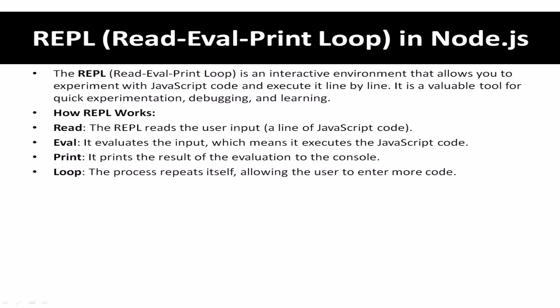How the read-eval-print loop works. First one is read: you can read the input from the user. Then evaluate: you can evaluate the expression, or do a mathematical calculation, similar to JavaScript code. Print: it prints the result. And loop: you have an iterative approach, so that you can repeat the code.